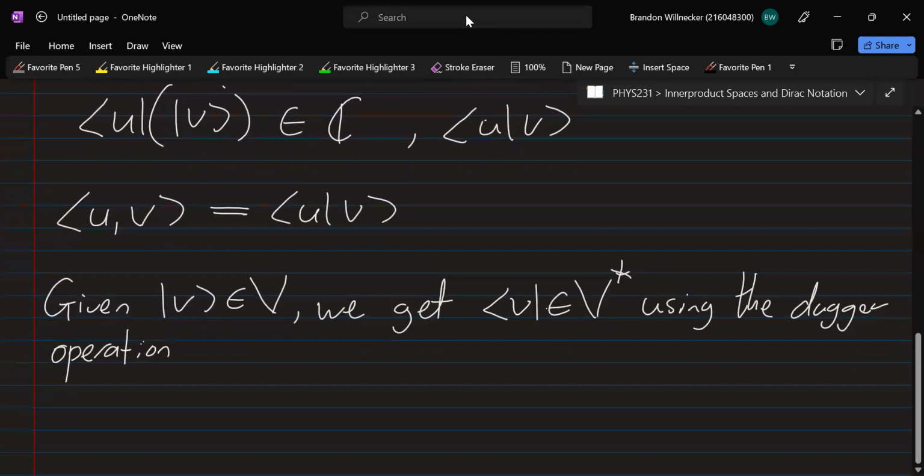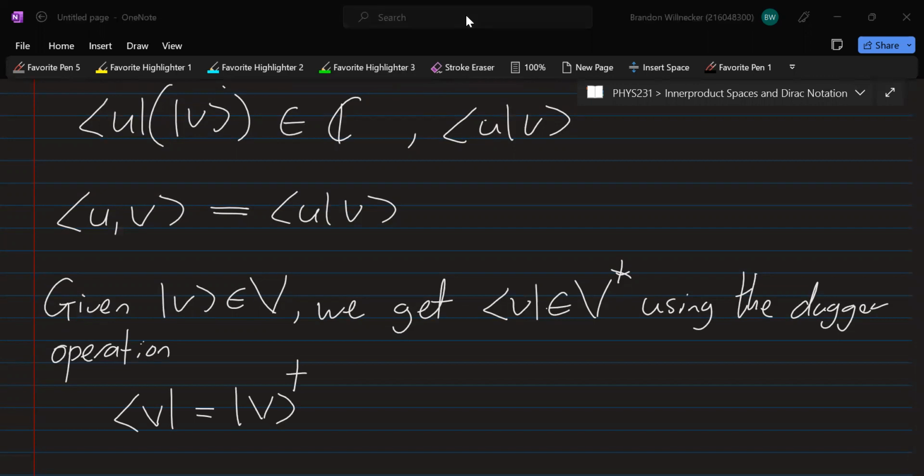So what does that mean? This bra V is equal to our original V from the vector space, with the dagger operation applied. This dagger operation allows us to take vectors from the vector space and convert them into dual vectors from the dual vector space. And it goes both ways. The dagger operation on a dual vector takes you to the original vector space. So you can go back and forth since they are in all senses equivalent.